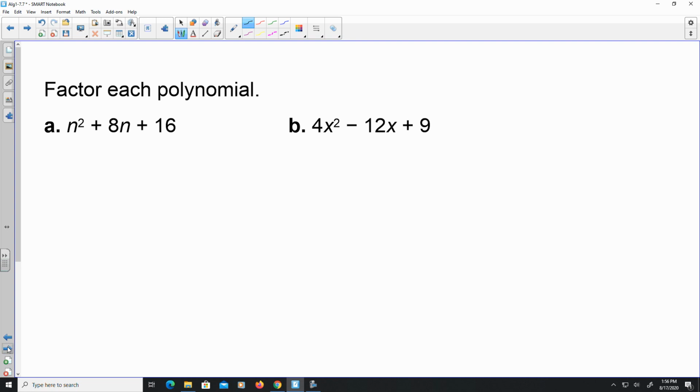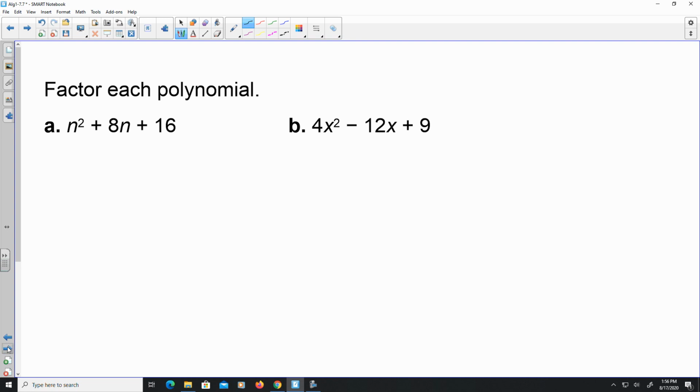All right, so in these two problems, we have trinomials. The first one is a simple trinomial because there's no value in front of the lead coefficient. So that means it's 1.